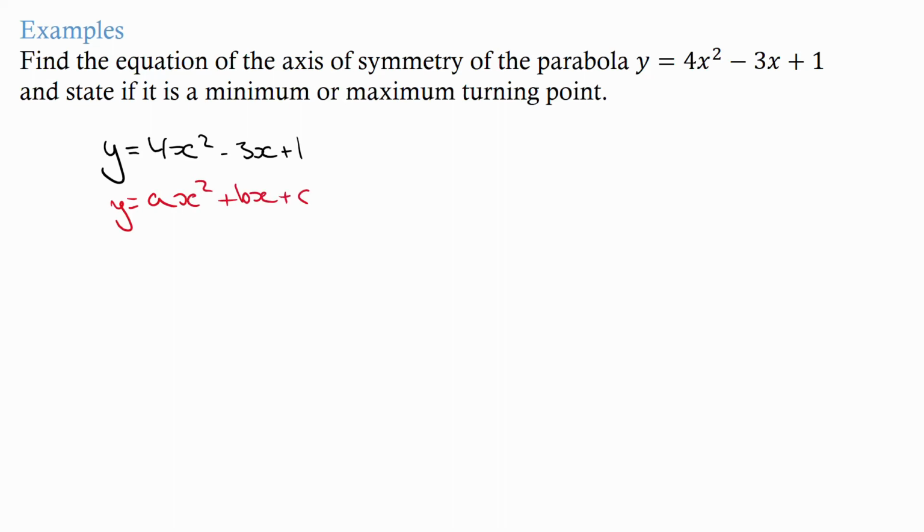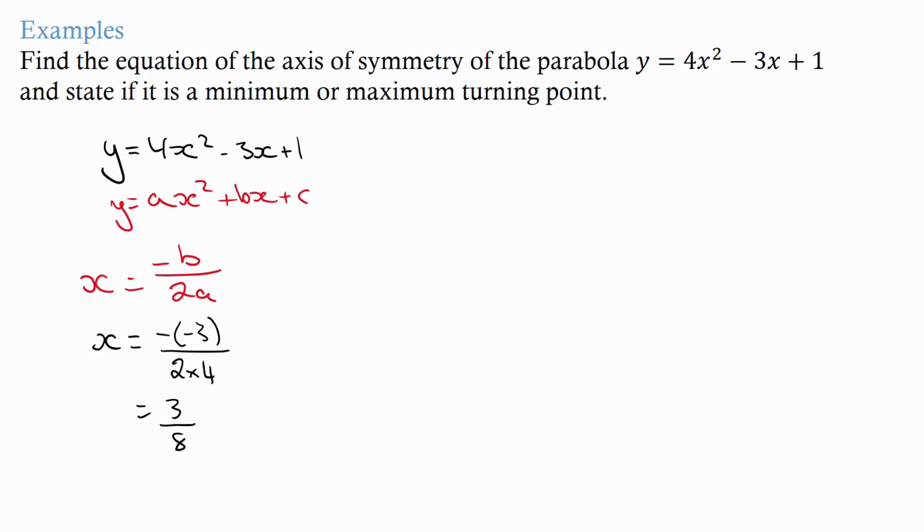Now I'm going to write the formula for my axis of symmetry, which was x equals negative b over 2a, and we can substitute those values in. So x is going to equal negative negative 3 over 2 times 4, and we end up with 3 over 8. So when x is 3 over 8, we know that is the axis of symmetry.